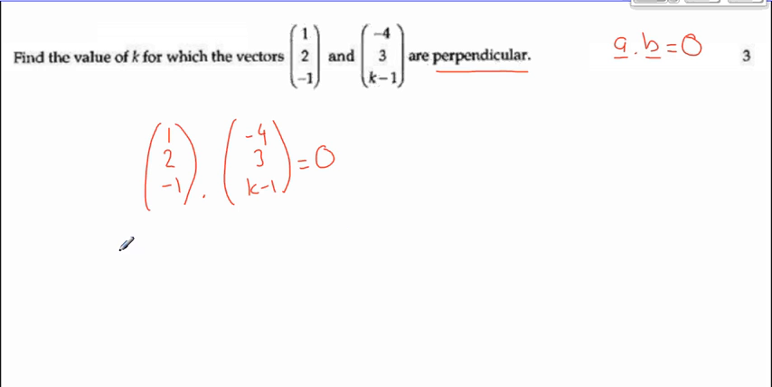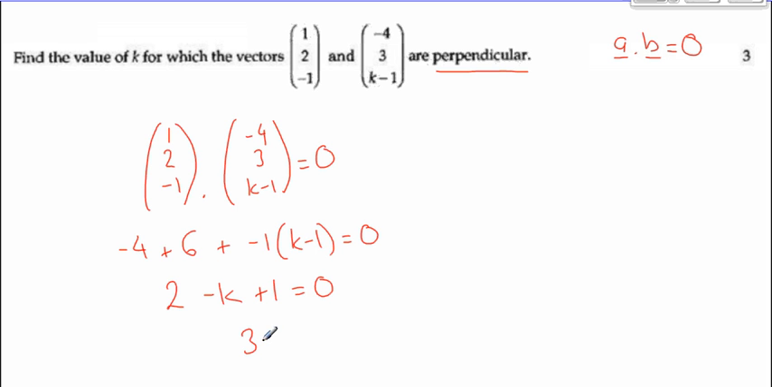So 1 times minus 4 is just negative 4. Add 2 times 3, which is 6. Add minus 1 times k minus 1 is equal to 0. So minus 4 add 6 is 2. Negative 1 times k is negative k. And negative 1 times negative 1 is plus 1. Add k to both sides. You're going to be left with 2 add 1, which is 3, is equal to k.